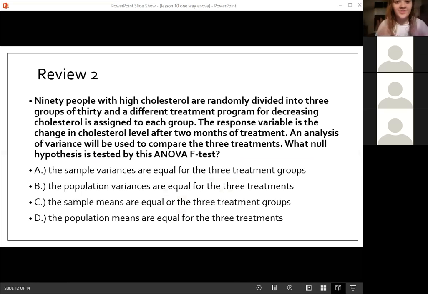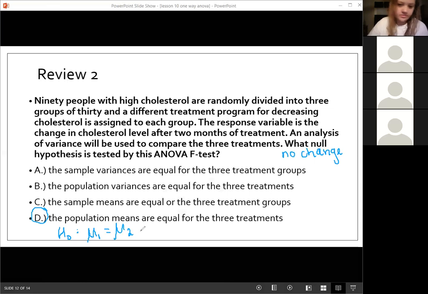Yay, raise the roof. So yeah, the answer is D here. Great job. So we're just going through the different steps of doing an ANOVA test. So our null hypothesis, remember, is also always saying that there's no change. So in this case, if there's no change, that means that the population means are all going to be equal. So remember that we have something that looks like this. So our mean 1 is equal to our mean 2, which is equal to mean 3. So that means population means are all equal for the 3 treatments. So our answer would be D here.